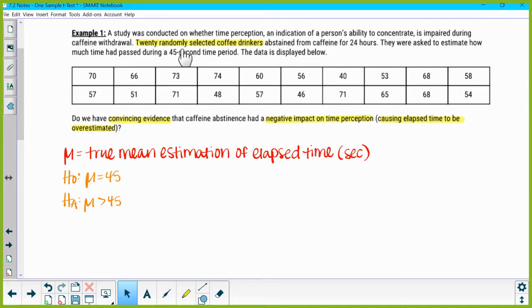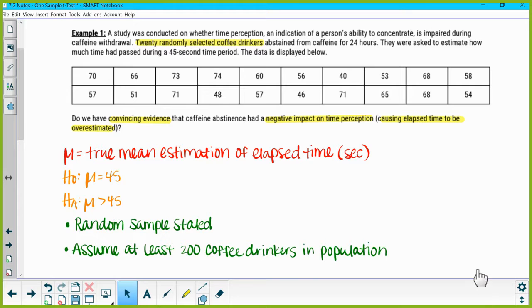Well, they have said that they randomly selected, so that's good. I can assume that there are at least 200 coffee drinkers in the population. Seems fair. Probably 200 coffee drinkers in your senior class. Definitely. So I have my random sample stated. I have assumed at least 200 coffee drinkers in the population. Now I have to go in and do the approximately normal condition. Well, first, they didn't tell me it was normal. Second, they only have a sample of 20. So that means my only option is my third option, a visual representation.